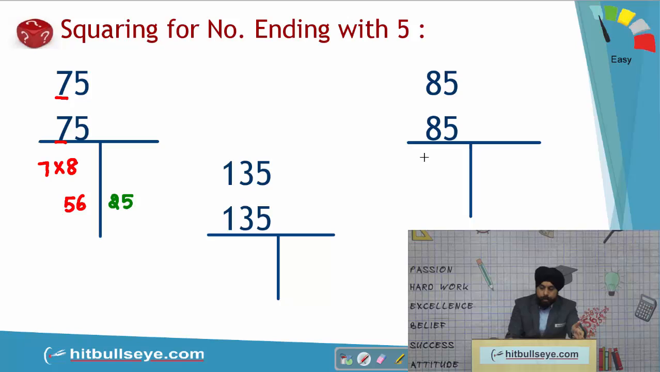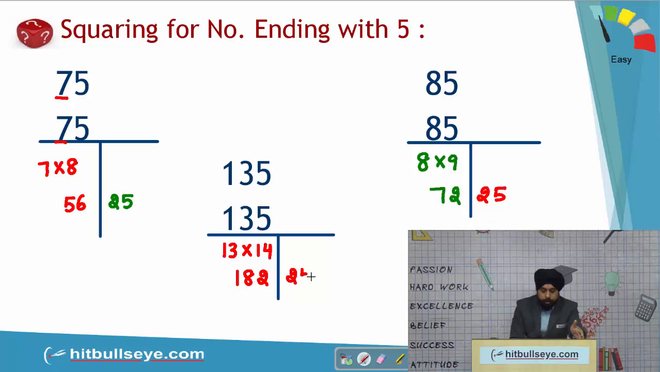Have a look over here, 85. Now what will you do? You know 8 is the digit here and the number next to 8 is 9. 8 nines are 72. Followed by square of 5, which is 25. Answer is 7225. After that it is 135. Mind it, students, leaving 5 you have 13, and this needs to be multiplied by the next number, which is 14. Now 13 into 14, easy to do. 13 into 13 plus 13. So it is 169 plus 13, 182, and 25 becomes your answer. Right, students?